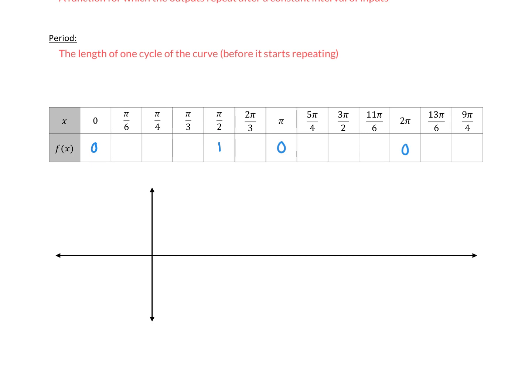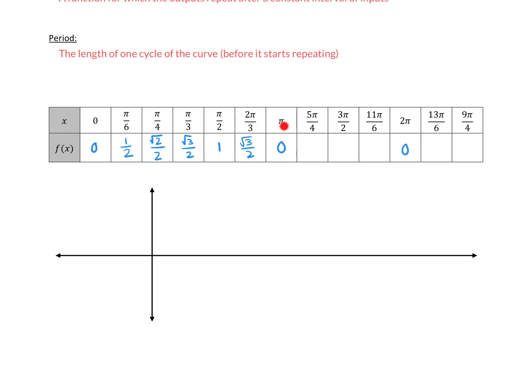Pi over 6 is going to be 1/2. Pi over 4 is root 2 over 2. Pi over 3 is root 3 over 2. So you guys are probably recognizing these are those side lengths of the triangles we've seen in the unit circle, and those are from the ordered pairs on the unit circle. These are all the y values, the y coordinates, because those are the sine function. 2 pi over 3 is root 3 over 2.